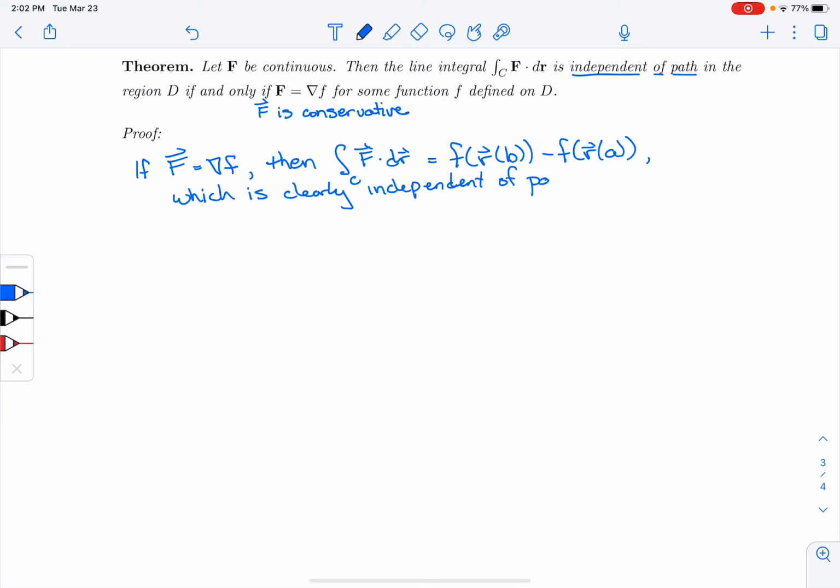Okay, so essentially we already proved half of this theorem. We already proved that when you have a conservative vector field, then if you integrate it, it will be independent of path. But now we want to prove it the other way. We want to prove that if we have a path-independent integral, then our vector field must be conservative.